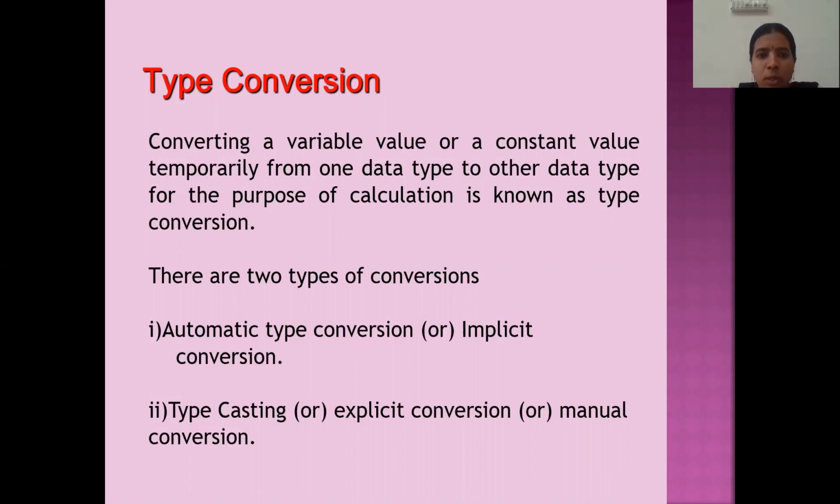Yes, sometimes during programming or during expression evaluation, we need to convert one type of value to another type to make the processing happen. And that happens in two ways. One is automatic, also called implicit, and the other is typecasting or explicit conversion or manual conversion, also known as forced conversion.